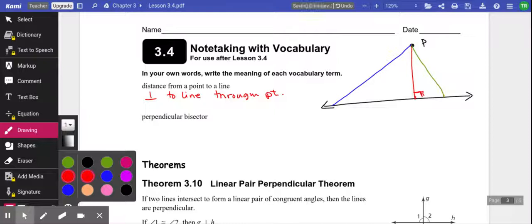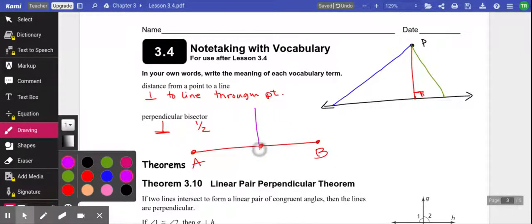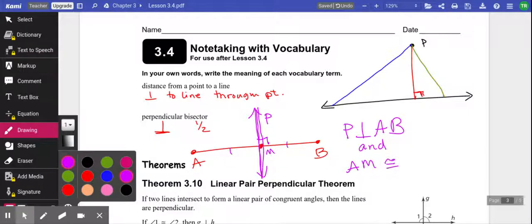Perpendicular bisector: well, perpendicular means that you make a right angle. Bisector means to cut it in half. So if I have some segment, here's my segment, AB, I need a midpoint because I had to bisect it. And then my perpendicular bisector is going to pass through that point and it's going to be perpendicular. So my purple line, P, is the perpendicular bisector of AB. P is perpendicular to AB, and the other thing that has to happen is that, let's call this M, AM is congruent to MB.